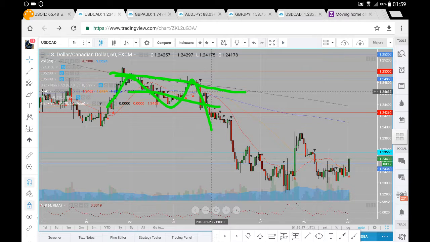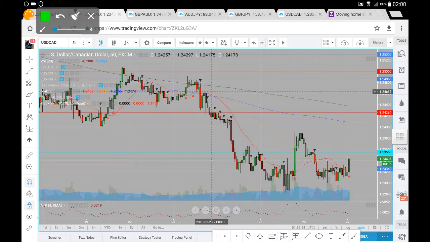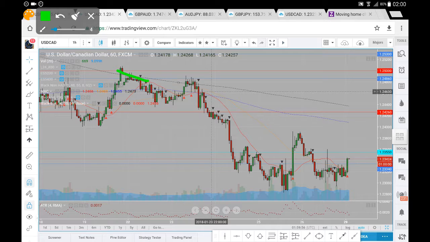So descending resistance here on the US dollar Canadian dollar, sorry. We've seen the downside continuation, and we didn't find support at 23.50. We've had a pullback down towards the 23.34.